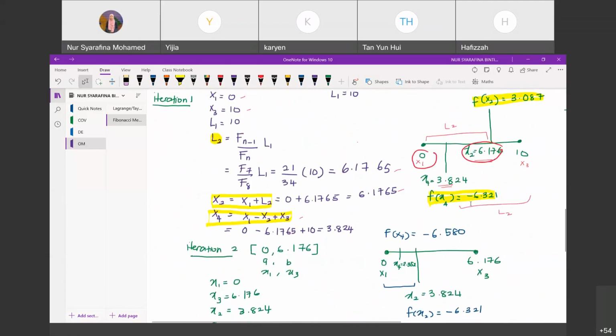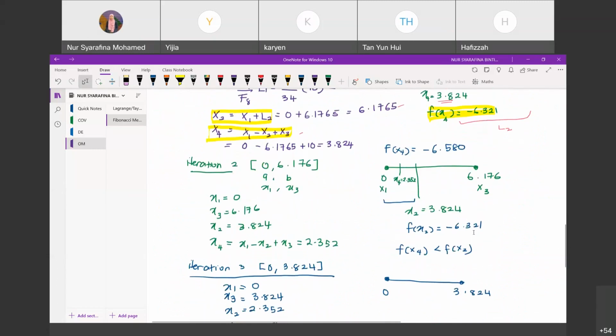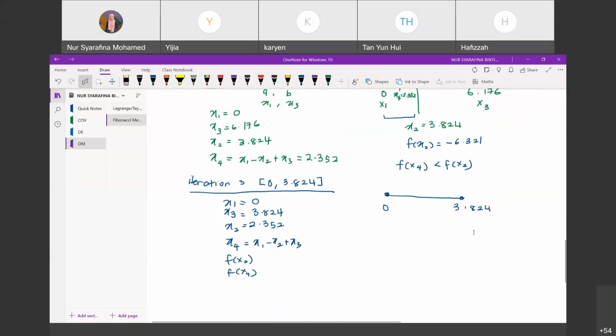As you can see here, we only need to calculate L2 once. Only one calculation. And for the rest, you just need to take a look at the interval that you obtain one by one for each iteration. Understand or not? Is that clear, everyone?